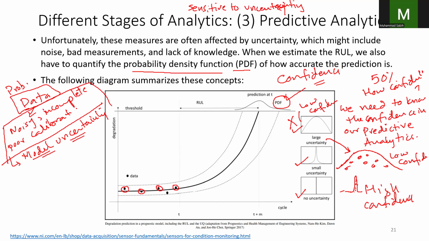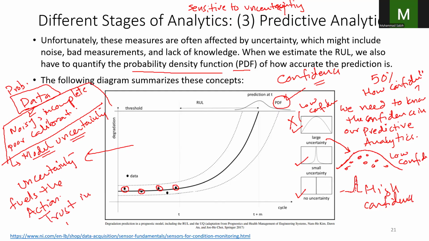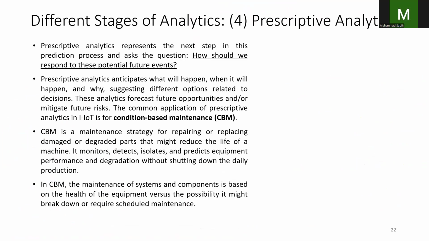All right. So uncertainty is critical for turning the predictive analytics into action. Uncertainty builds trust in the predicted value. Okay, right. So this is the fourth one.